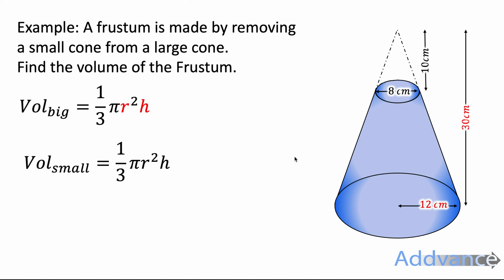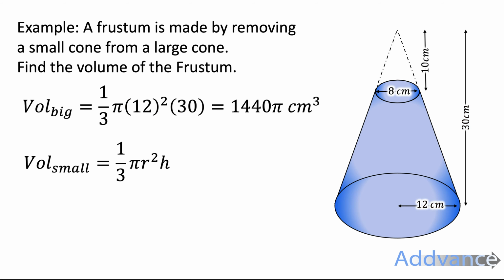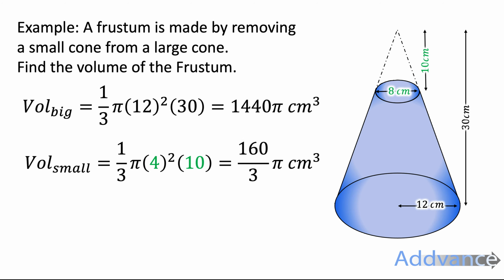Okay, we're going to substitute those numbers into the big cone, like this. And if you work this out, you'll get a volume of 1,440 pi centimeters cubed. Similarly, for the volume of the smaller cone, we substitute the numbers in. The radius is 4, the height is 10, and we will get 160 over 3 times pi centimeters cubed.